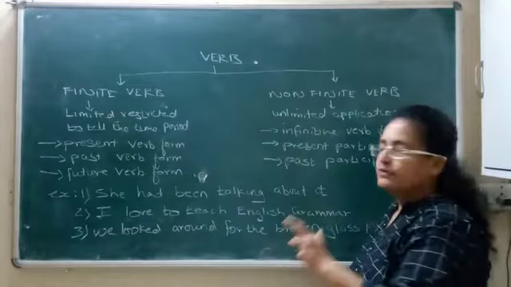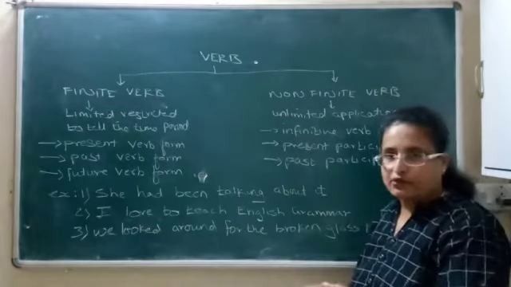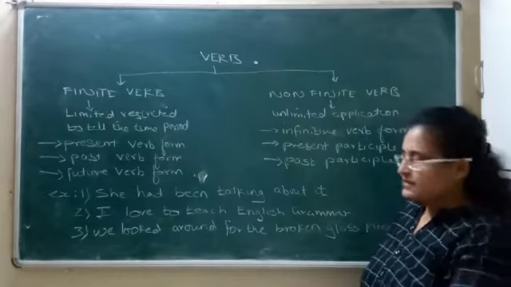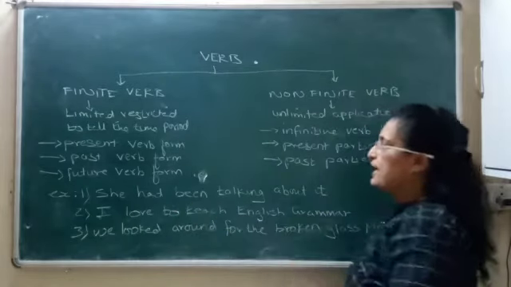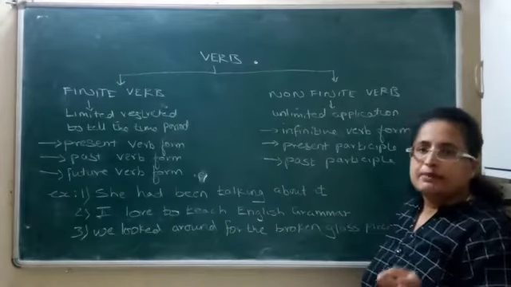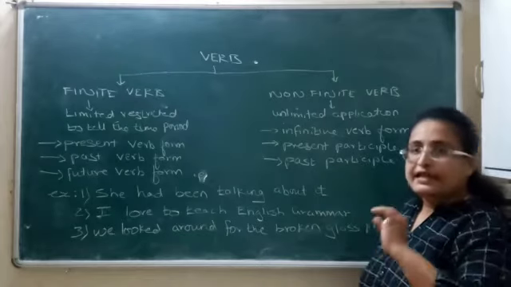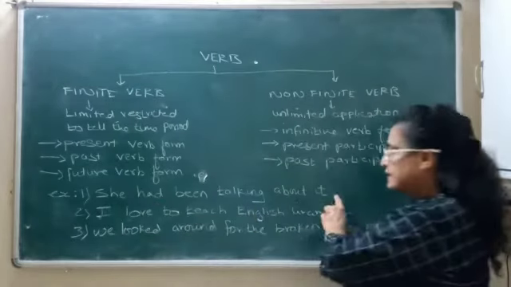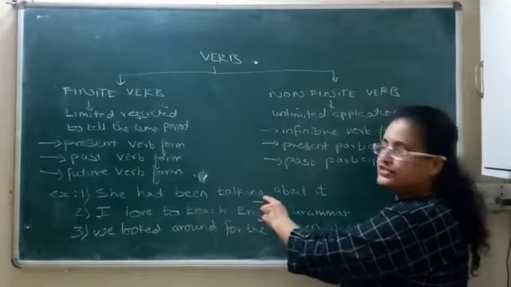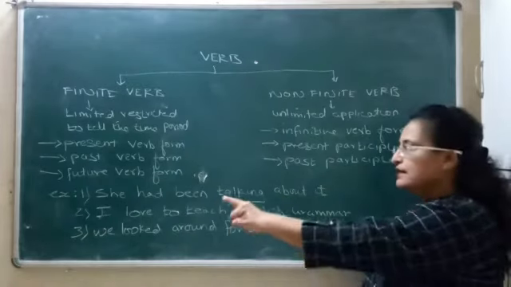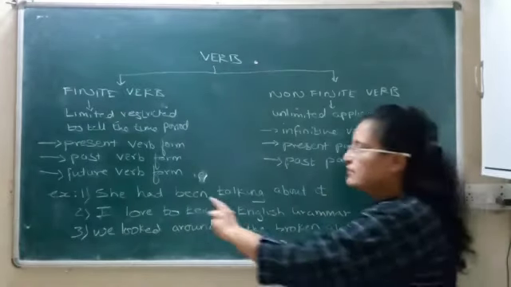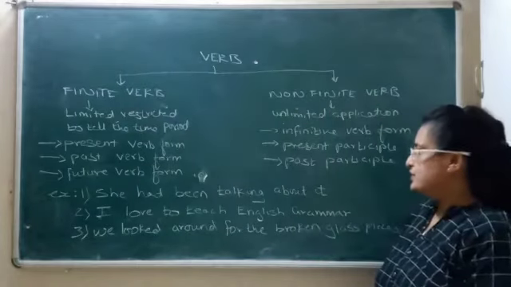Or the other way: if you understand the concept, however the question is asked, you will be able to answer. Suppose the sentence given is this one, she had been talking about it, and they ask you to underline the present participle. In that case, you have to rewrite the entire sentence. And what is the present participle you see here? Right, you understood it correctly. Talking, ing, that is the present participle. So you have to rewrite the entire sentence and underline talking. Now see the second one. I love to teach English grammar.